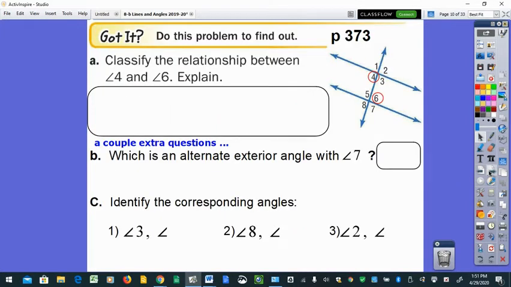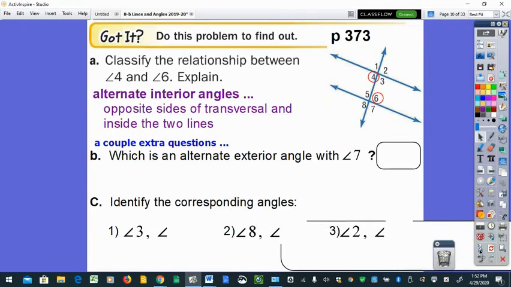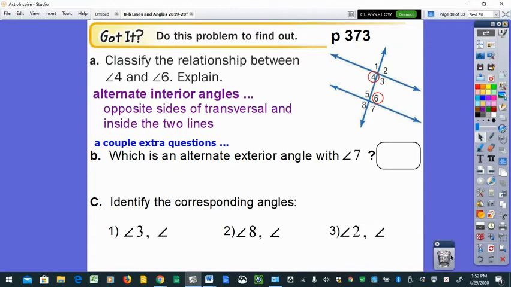Classify the relationship between angles 4 and 6. So you see that I've circled them here. They're both on the inside. They're interior. One's on the left, one's on the right. They are alternate interior angles.